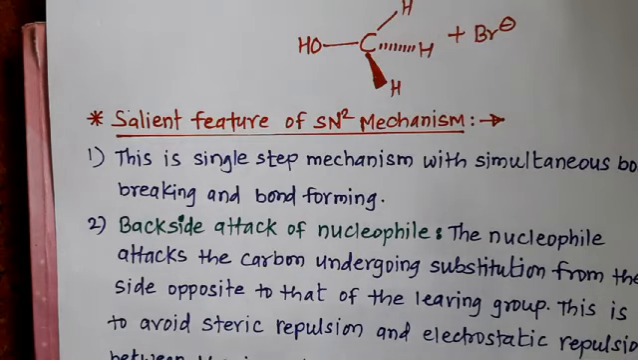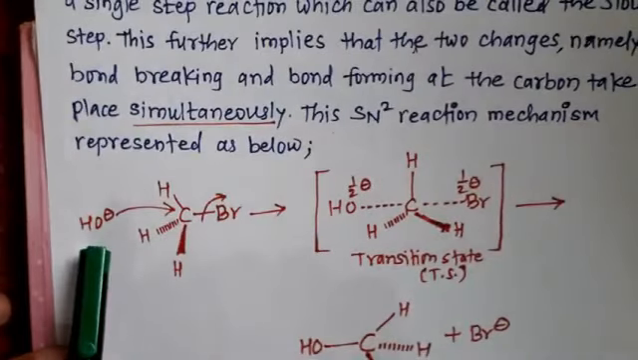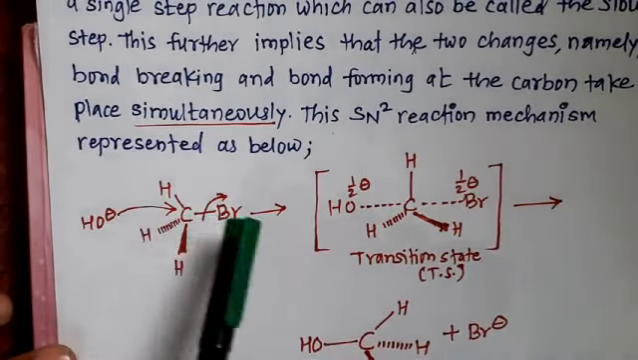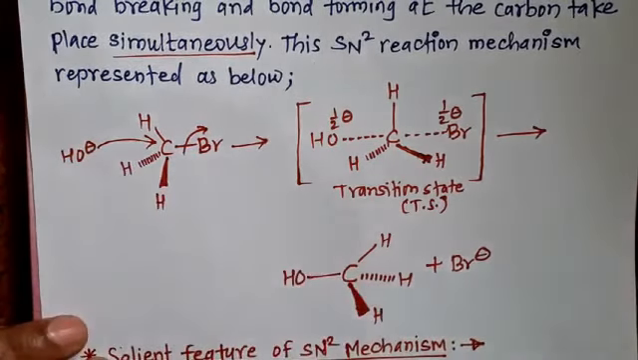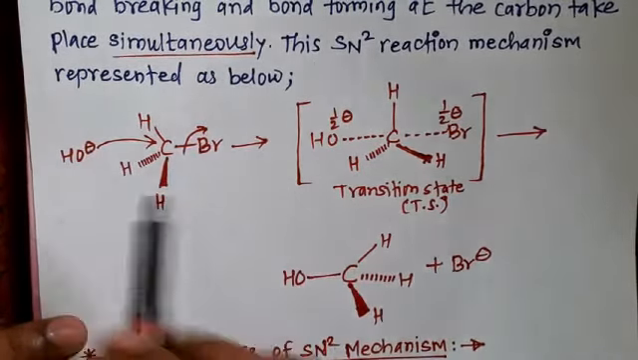Here in this reaction mechanism, the nucleophile OH minus attacks from backside of Br. This is due to the fact that Br is a bulkier group and there is no extra space in front of Br. There is no extra space available in front of Br for the attack of OH minus. Hence it selects the backside attack from Br minus.